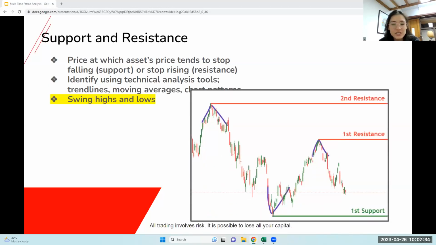So I've added an image here just for you guys to see how we can use swing highs and swing lows as support and resistance levels, but we'll also go through more in depth in the next few slides. So take note of how there are clear peaks and troughs in the market structure in order for them to be used as resistance and support levels. So this is the kind of clear market structure that you're looking out for between the multiple time frames.